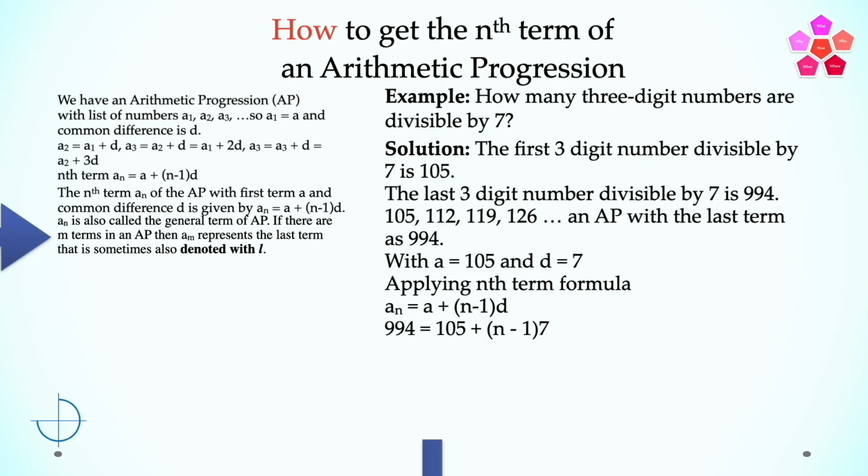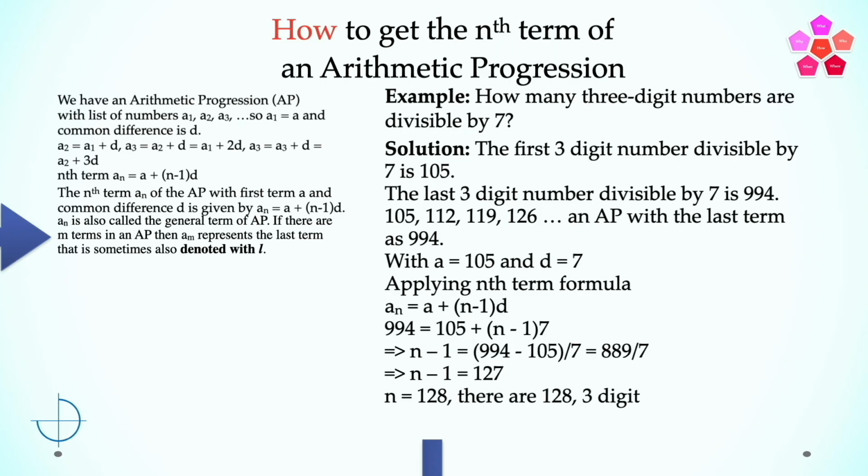difference, which is 7. This in turn makes it n minus 1 is equal to (994 minus 105) divided by 7, which is equal to 889 divided by 7. Here we see n minus 1 is equal to 127. So finally n is equal to 128. There are 128 3-digit numbers divisible by 7.